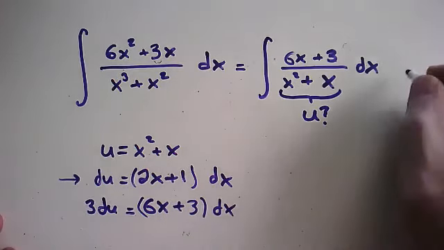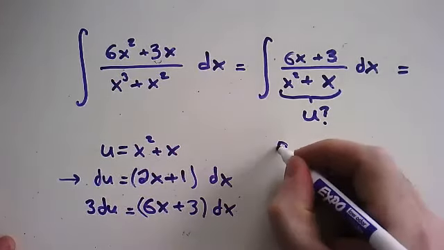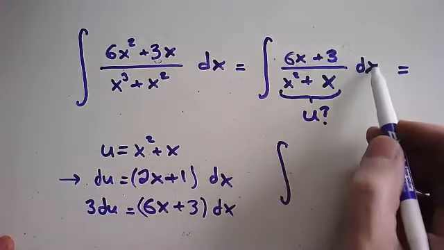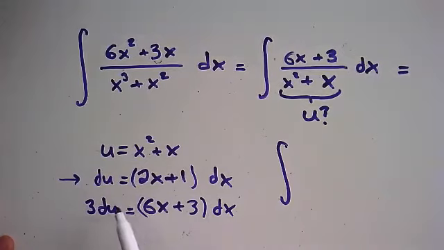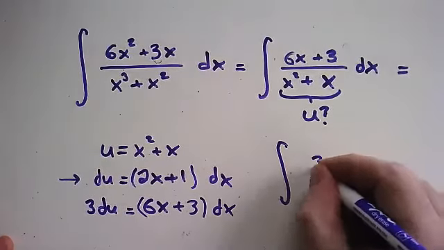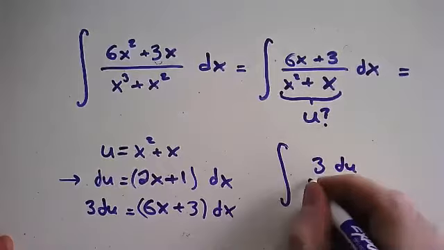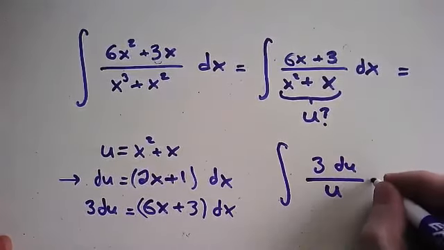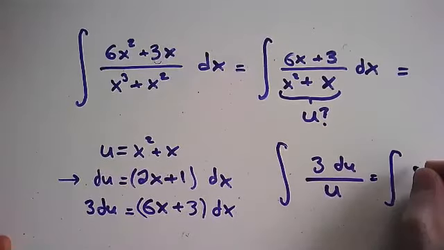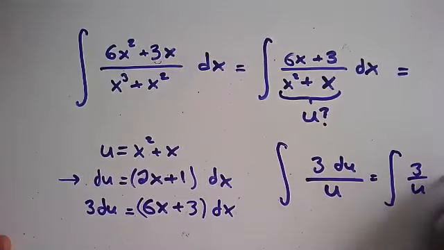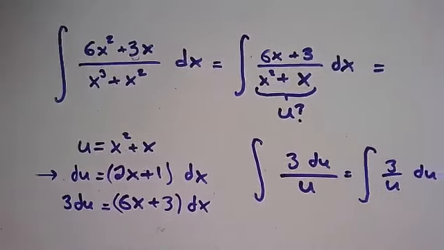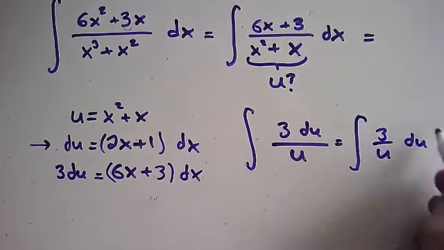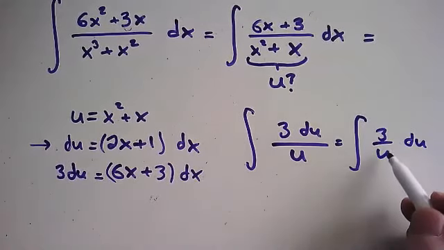Okay, so then my integral rewritten in terms of u, well, 6x plus 3 dx, that's equal to 3 du. So 3 du over u. Or more commonly, we just see this written like this, 3 over u du. Oops, I ran out of space there. Okay, so now this is a much simpler antiderivative to take.